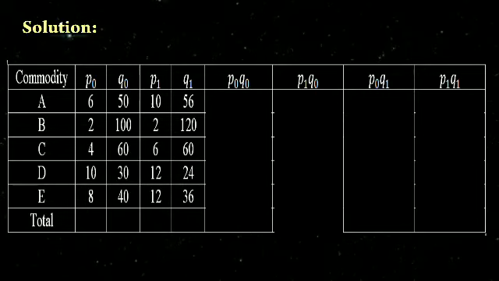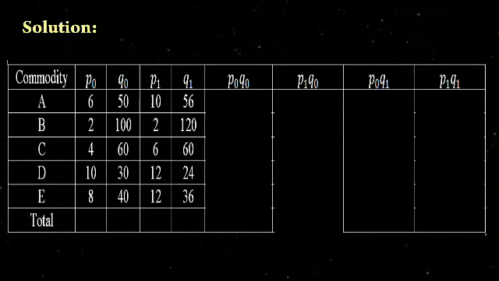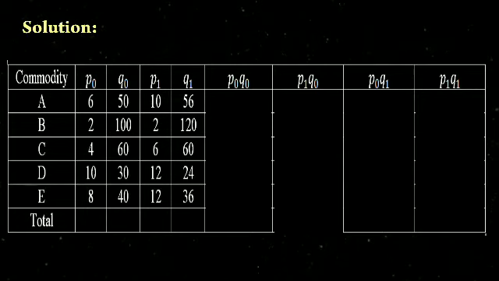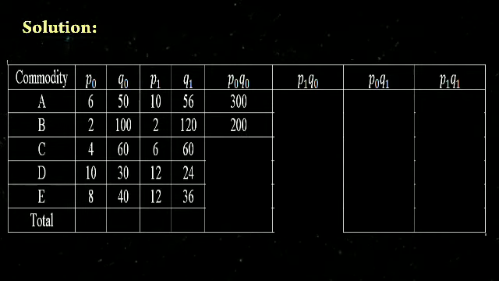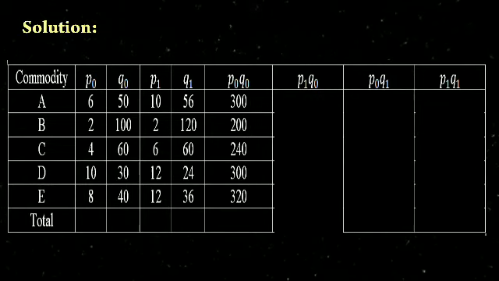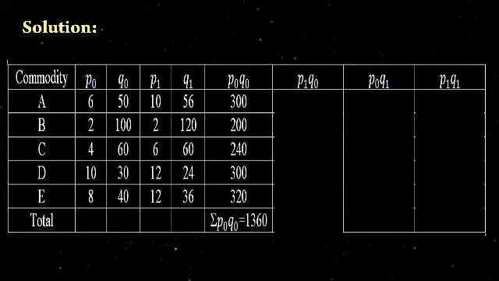After that, compute the values. P0 into Q0, so multiply the values. 6 into 50, that is 300. 2 into 100, which is 200. Similarly, compute the rest of the values and find sigma P0 Q0. Find the total of P0 Q0. Similarly, compute the second set of values, P1 Q0.